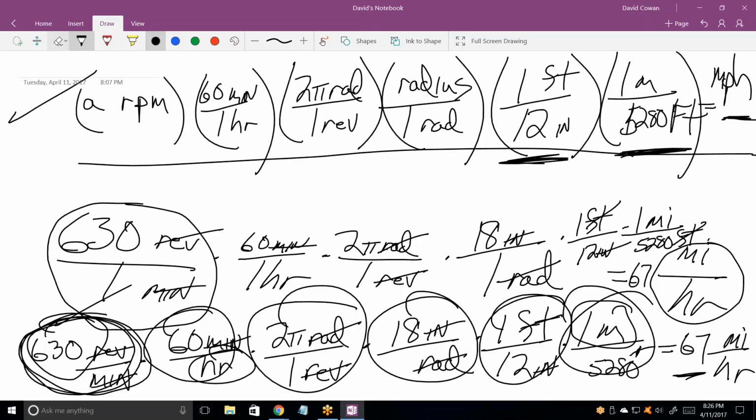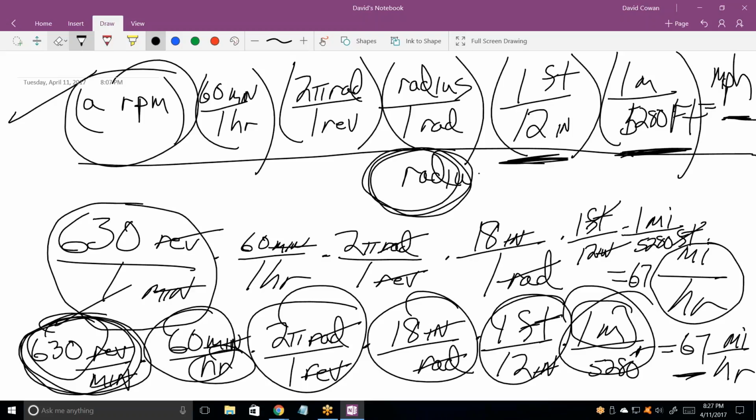If they give you the miles per hour and ask you to solve for the RPMs, that's just algebra. You're solving for this instead of the final thing on the right side of the equation. That's no problem. Or they might ask you to solve for the diameter of the wheel. So you'd solve for the radius and multiply it by 2. And that'd be the diameter.